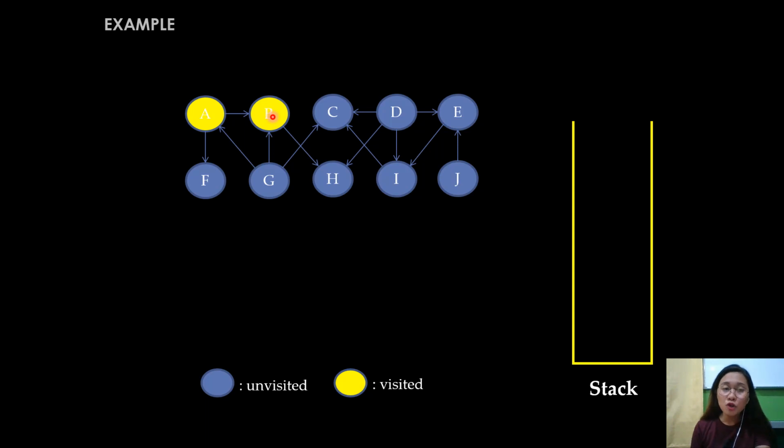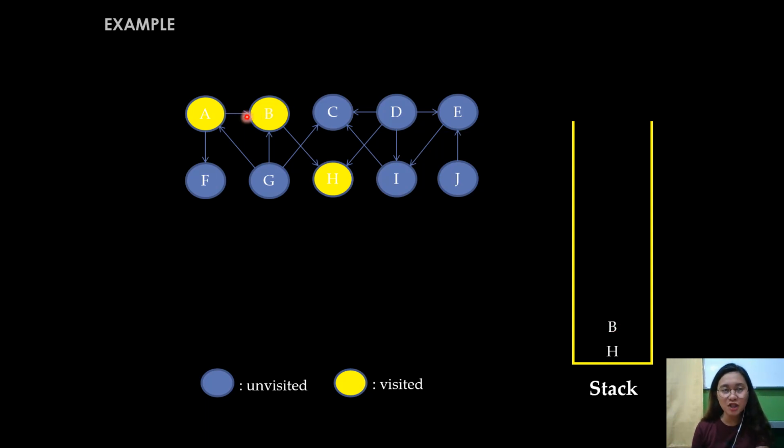And we move to its unvisited neighbor H, and mark H as visited. Since there are no unvisited neighbors of H, we're going to push H into our stack, and go back to vertex B. Since we see that vertex B also has no unvisited neighbor left, we're going to push B into our stack.